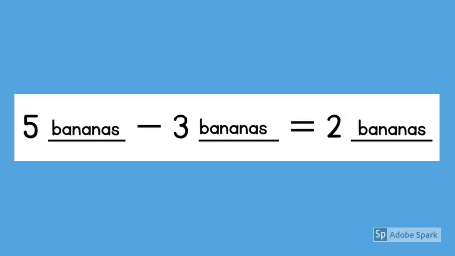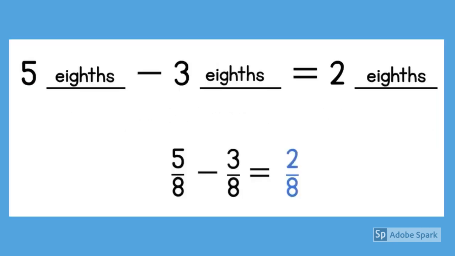So just like in the previous lesson, if you have 5 bananas and you subtract 3 bananas, you're left with 2 bananas. Therefore, 5/8 take away 3/8 equals 2/8. The denominator stays the same.